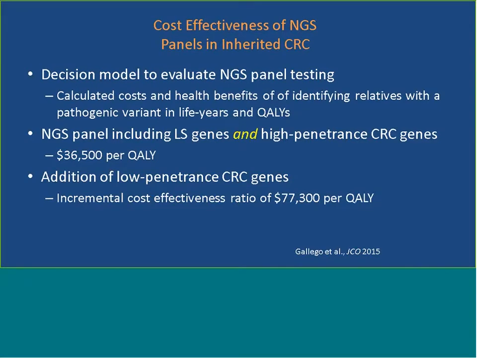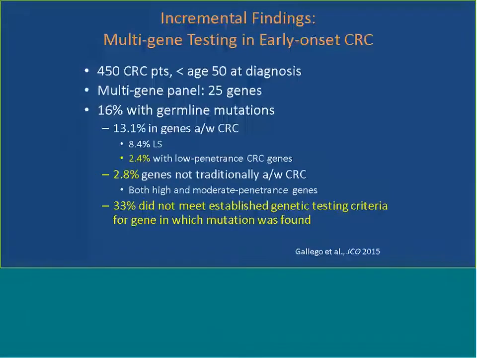It was very interesting. The cost per QALY was $144,000 for just testing the Lynch syndrome genes. But if you include the other high penetrance genes, then all of a sudden you have a cost-effective test. Why is that? Because of the downstream cascade testing and the prevention that this poses for family members. The addition of low penetrance colon cancer genes wasn't particularly helpful. The incremental cost-effectiveness ratio was about $77,000. That was the only study to date on NGS panels in colorectal cancer that I'm aware of.